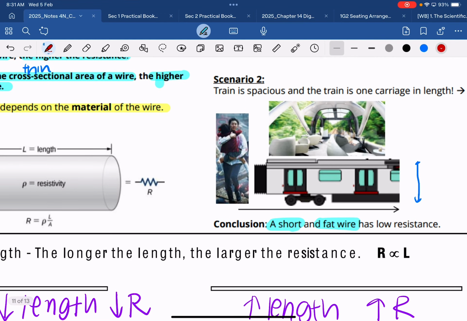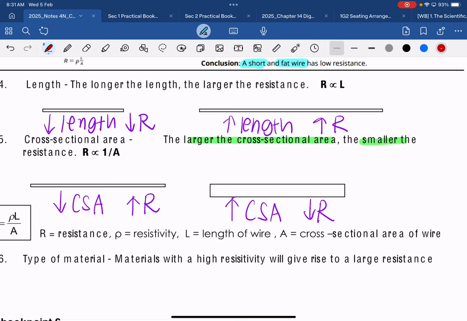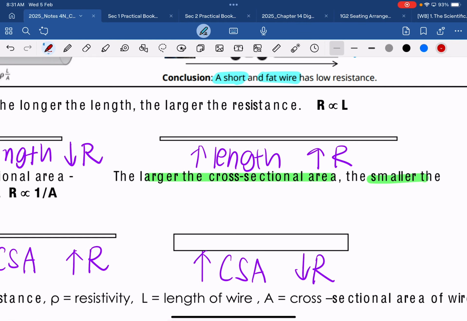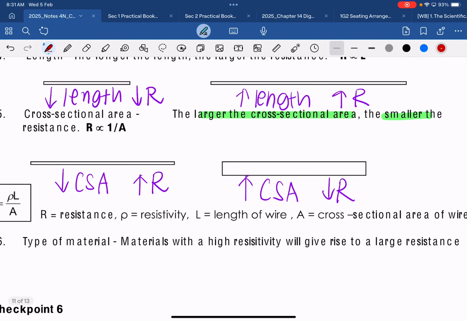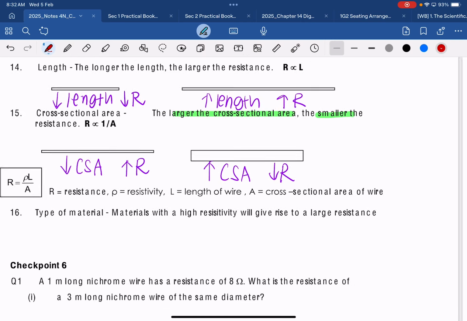You understand now? Sometimes if you use the wrong wire to charge, a super long wire, you realize, how come my 3-pin plug is so hot? Because lots of resistance is coming in. So remember, shorter length, lesser resistance; longer length, higher resistance; smaller cross-sectional area, higher resistance; bigger cross-sectional area, lower resistance.